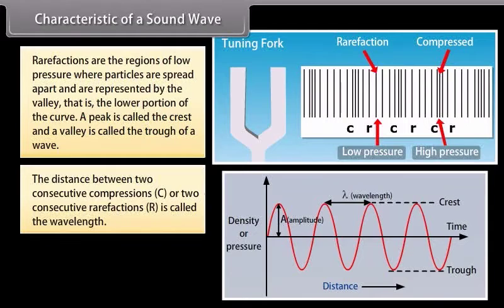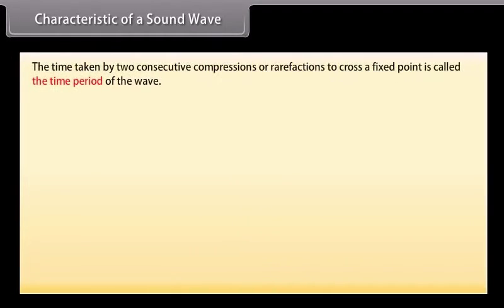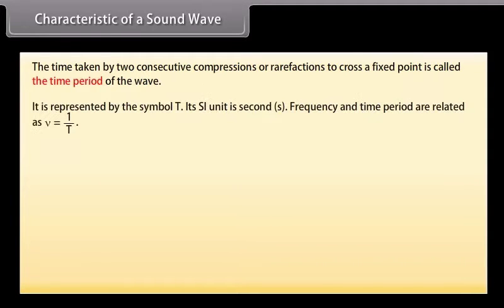A peak is called the crest and a valley is called the trough of a wave. The distance between two consecutive compressions or two consecutive rarefactions is called the wavelength. The wavelength is usually represented by the Greek letter lambda. Its SI unit is meter, m. The time taken by two consecutive compressions or rarefactions to cross a fixed point is called the time period of the wave. It is represented by the symbol T. Its SI unit is second. Frequency and time period are related as nu equals 1 upon T.